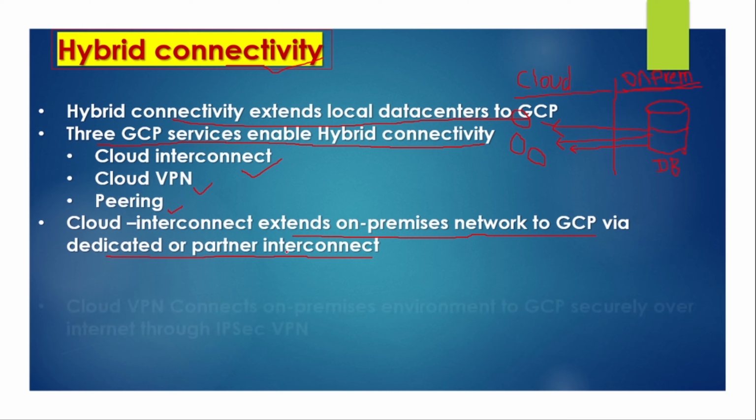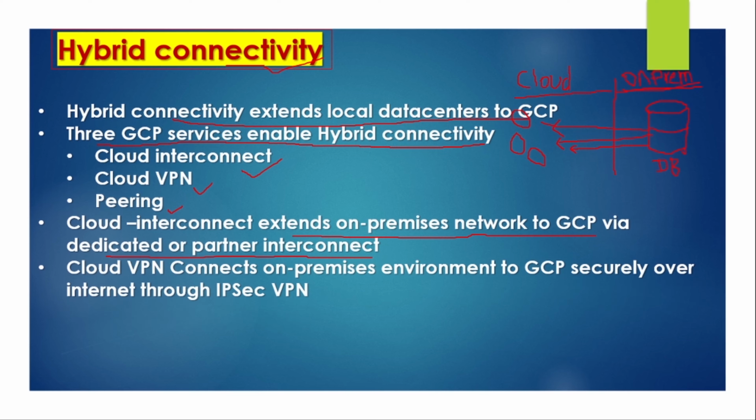All right. So if you don't want to spend a lot on Cloud Interconnect and you want to achieve secure connectivity, then you can go for Cloud VPN, which connects the on-premise environment to GCP securely over the public internet. So it is very economical and affordable to extend your data center to the cloud.